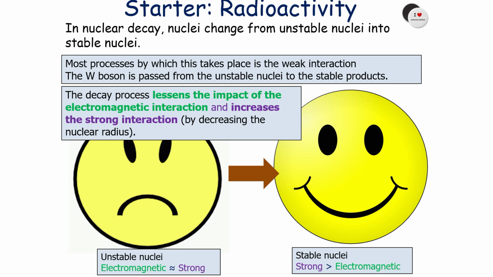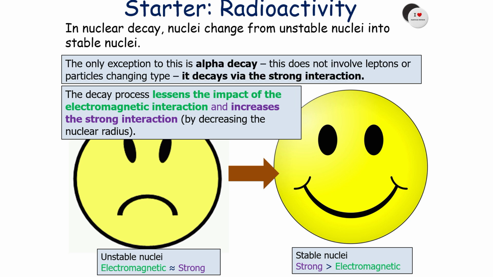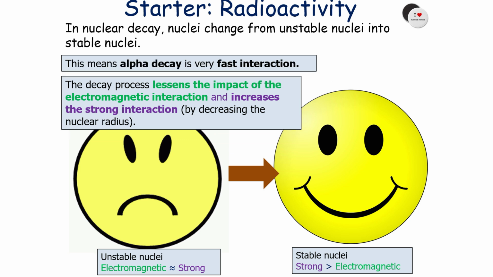Now what's happening here in this nuclear decay is the W boson has passed from an unstable nucleus into its stable products. So this decay process lessens the impact of the electromagnetic interaction and increases the strong interaction. Now the only exception to this is alpha decay, which doesn't involve leptons or particles changing type, so it must be a decay via the strong interaction. So because it's the strong interaction, the alpha decay is a lot faster.